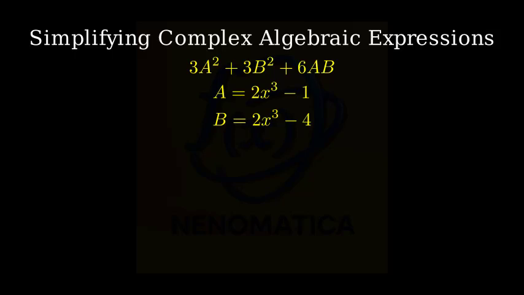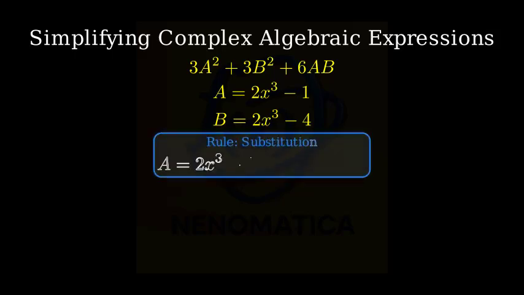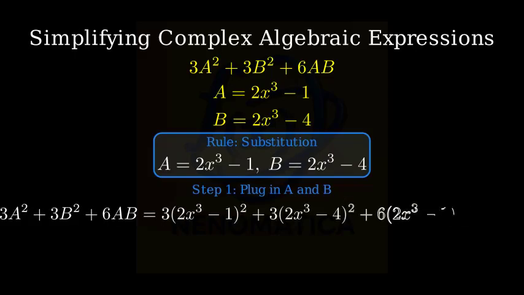where a equals 2x cubed minus 1 and b equals 2x cubed minus 4. Our first step is to apply the substitution rule. We'll replace a and b with their actual expressions. Step 1. We plug in the values of a and b into our original expression.